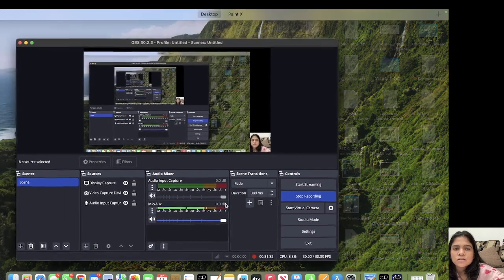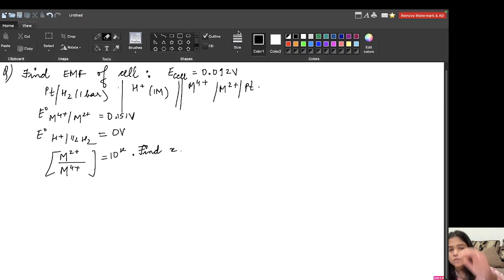Okay, so sorry for the disturbance. Yeah, so we were doing this question, right? Just write this question. Why the cell representation is quite different is because it's a hydrogen cell. We'll be doing standard hydrogen electrode in our next topic. So this is your anode, because oxidation is happening, and this side will be your cathode. Why? Because reduction is happening. What they have given is the values of E naught of both the things, and they have given the concentrations of M2 plus and M4 plus as 10 to the power x.